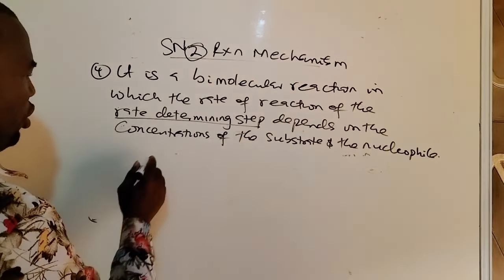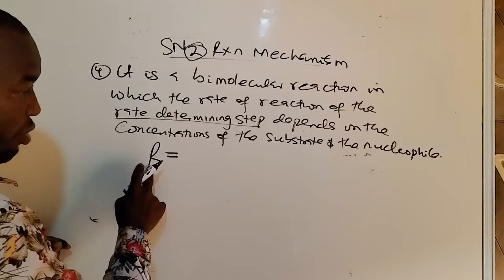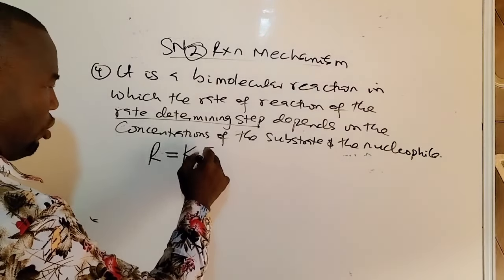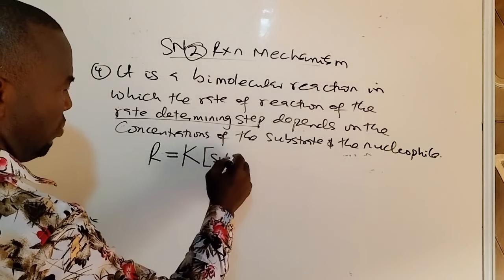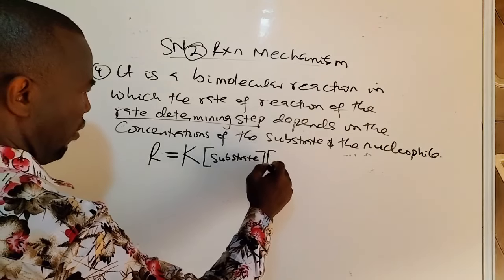So the rate equation for SN2 begins with R equals k, where R is the rate of reaction and k is the specific rate constant, multiplied by the concentration of the substrate, the substance that is being attacked, the reactant, and then that of the nucleophile.